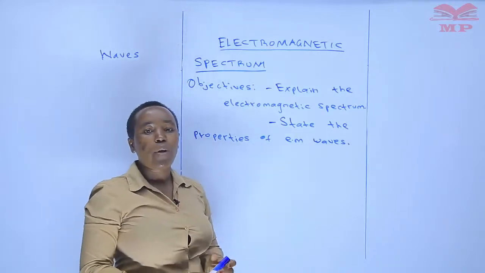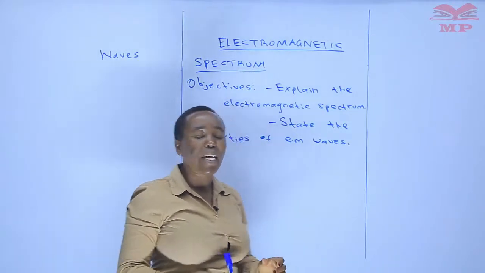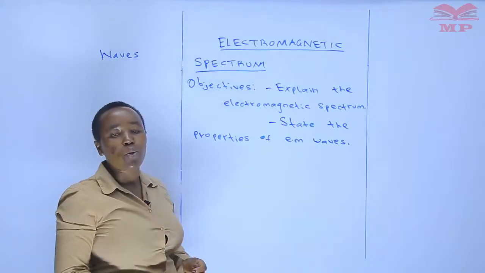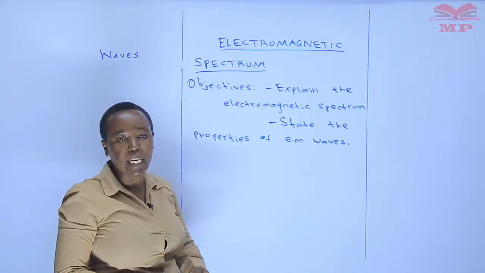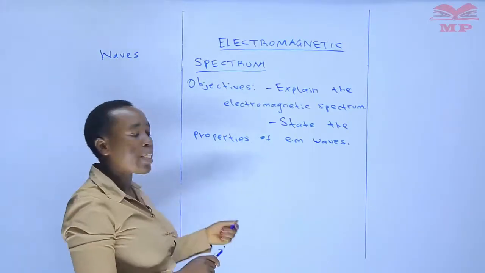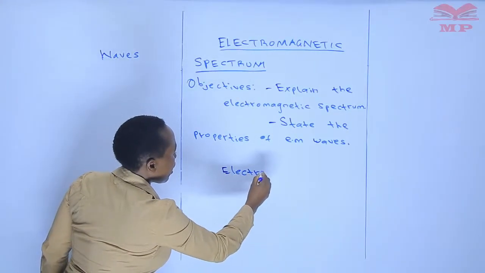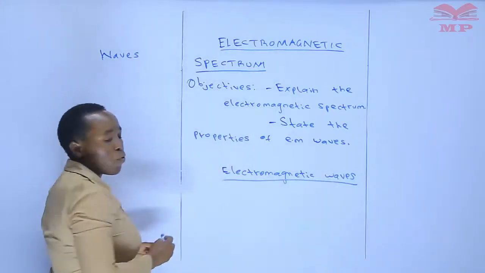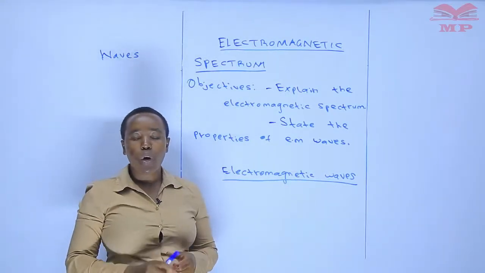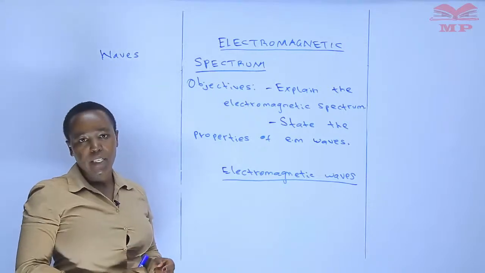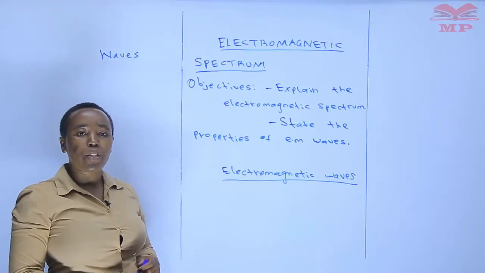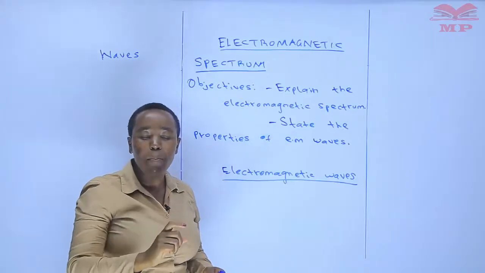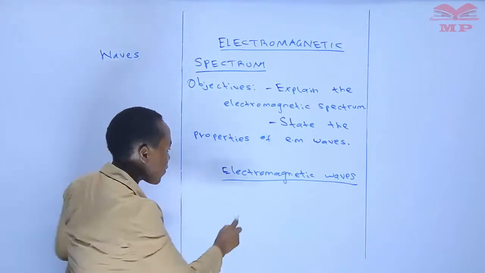So to begin with, we are going to define what we are calling the electromagnetic waves, so that we can be able now to define what an electromagnetic spectrum is all about. So we are going to start with electromagnetic waves. From Waves Book 2, what are electromagnetic waves? When we talk of electromagnetic waves, we say that these are waves that do not require a material medium for their transmission.